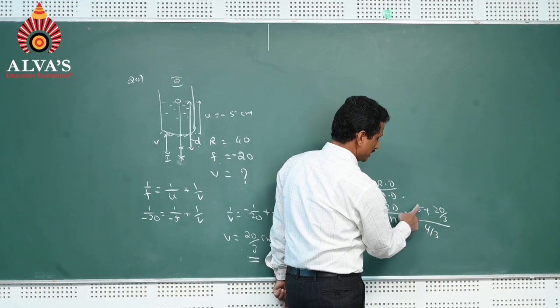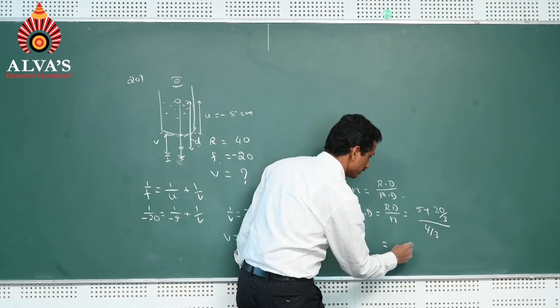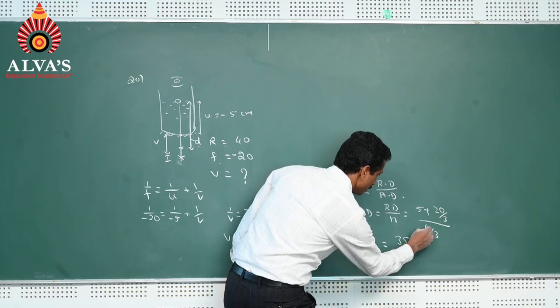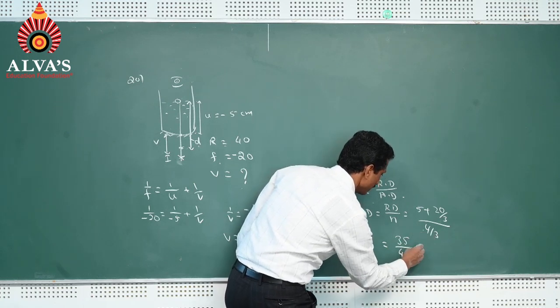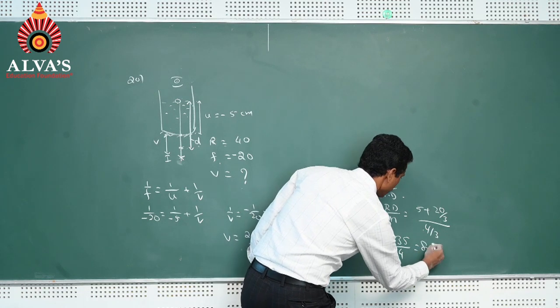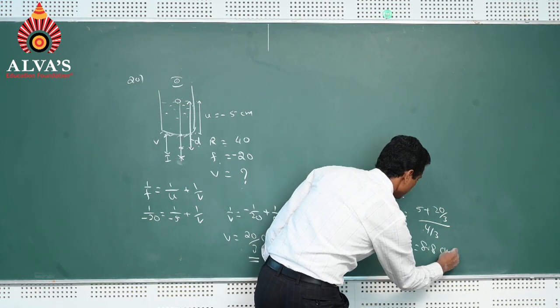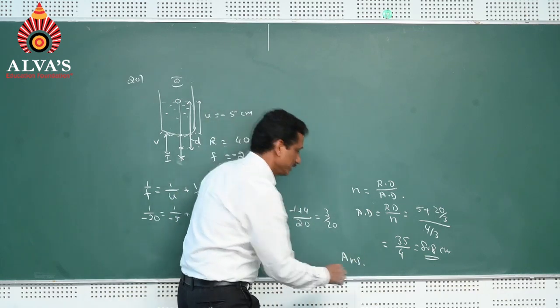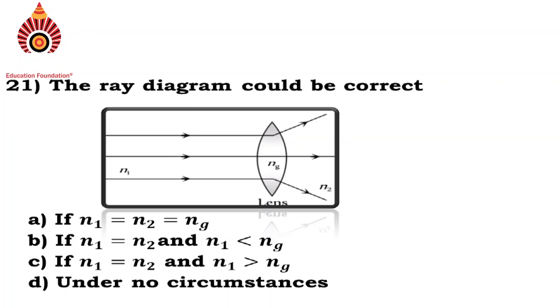Therefore, this is 15 plus 20, 35 by 3. 3 cancels. 35 divided by 4 is nothing but 8.8 centimeter. Therefore, answer D. Okay, we can continue to the next question.